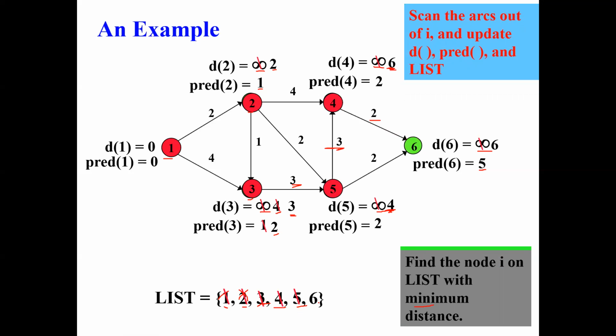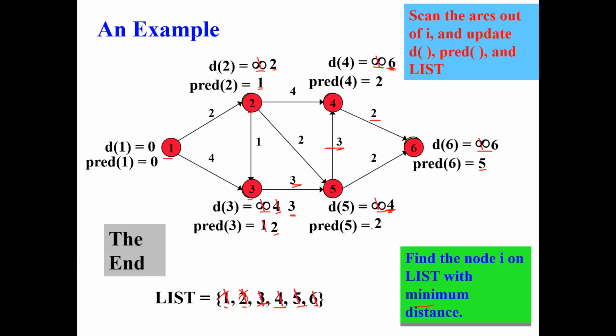And now the only node that's still pending, find the list of nodes with the minimum distance is 6, but 6 is the sink node. So at that point, we're done. And we are ready to set up our solution. So this is the end. So what is the solution?